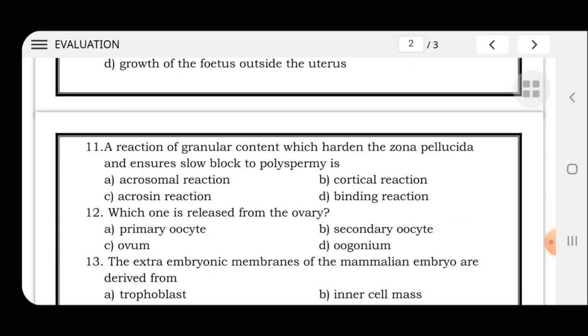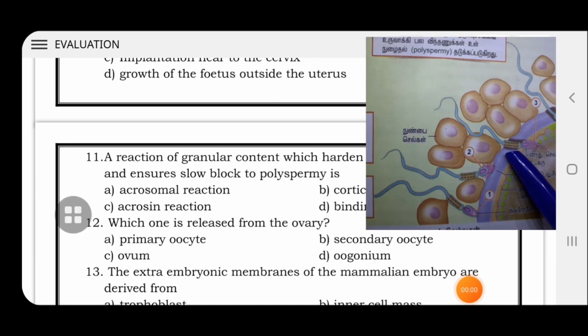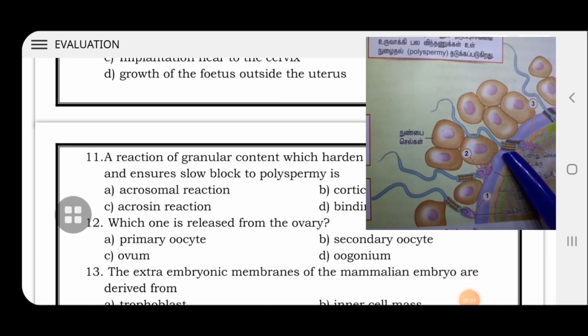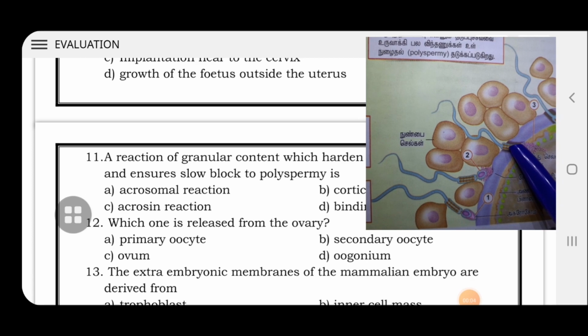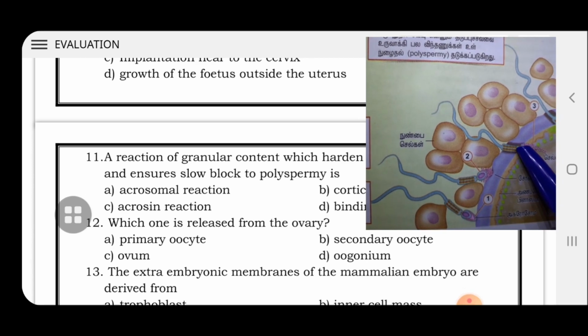A reaction of granular content which hardens the zona pellucida and ensures a slow block to polyspermy is. At the time of sperm penetration, the acrosome membrane of the sperm bursts and releases its content onto the egg membranes.